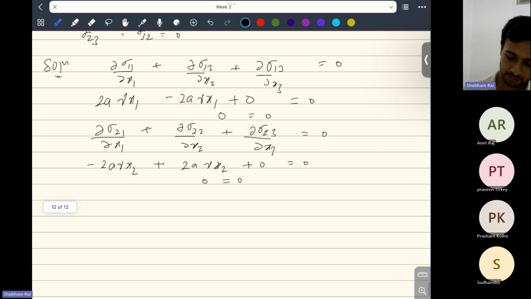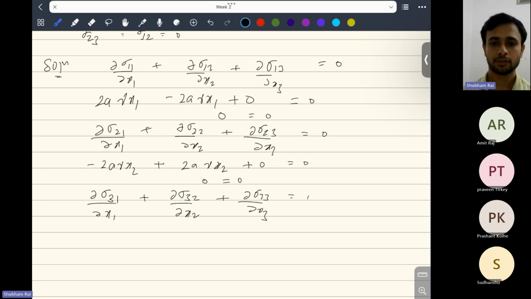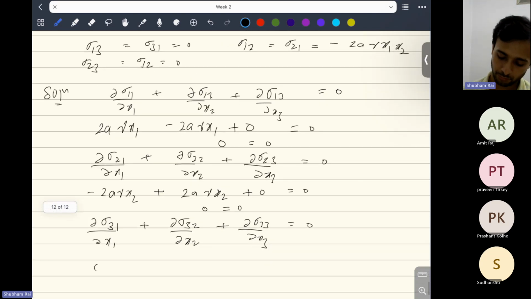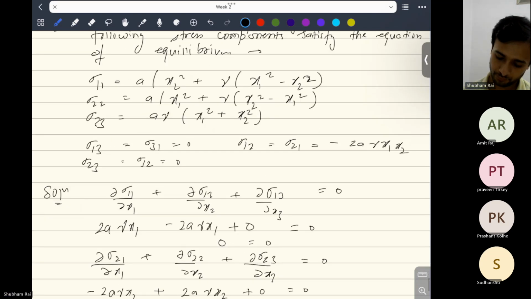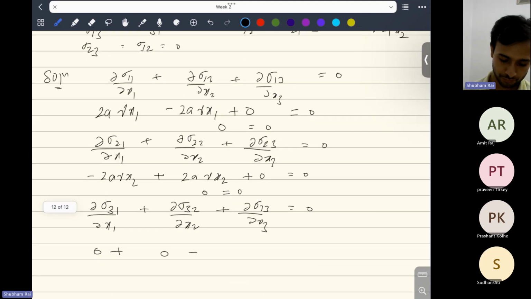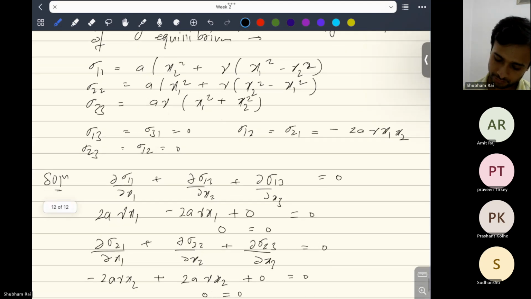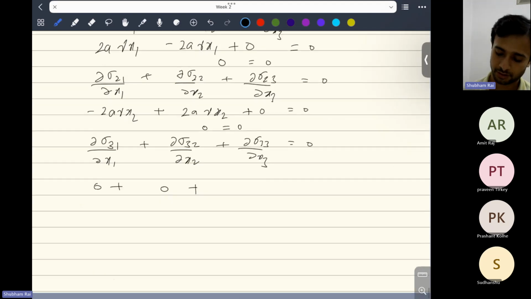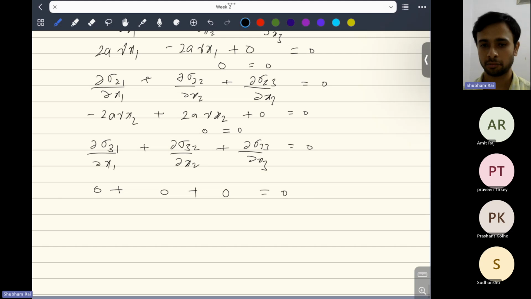Okay. And then third, del sigma 3 1 over del x1, del sigma 3 2 over del x2, del sigma 3 3 over del x3, that is equal to 0. So del sigma 3 1, that is itself 0. So first term is 0. Sigma 3 2, that is also 0. And sigma 3 3 over del x3. So sigma 3 is not a function of x3. So that differentiation again will be 0. So yes, these are satisfying the equilibrium equations.